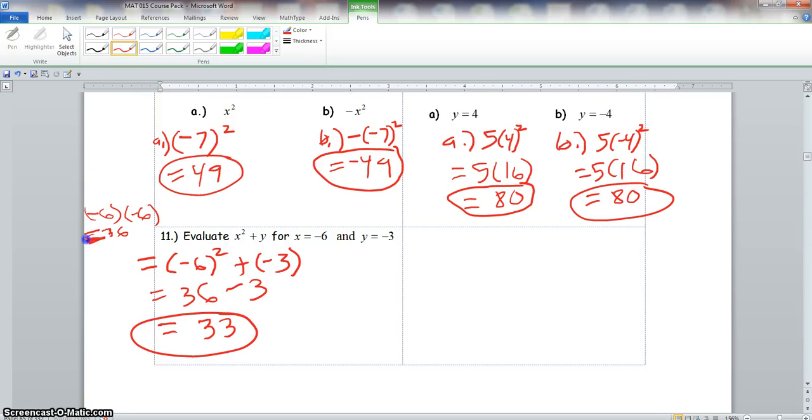Now listen, this is supposed to be an equal sign. It's supposed to equal 36. Negative 6 and negative 6 equal 36, which I wrote here. So 36 minus 3 is 33, and that is your final answer. And we're done.